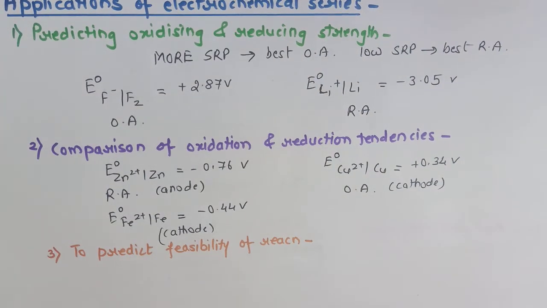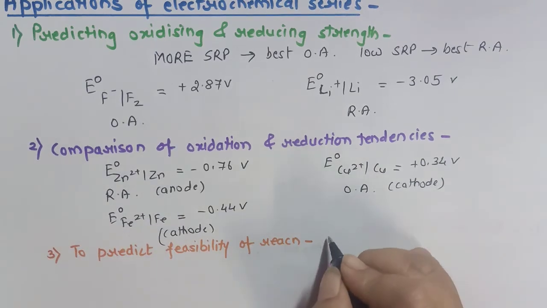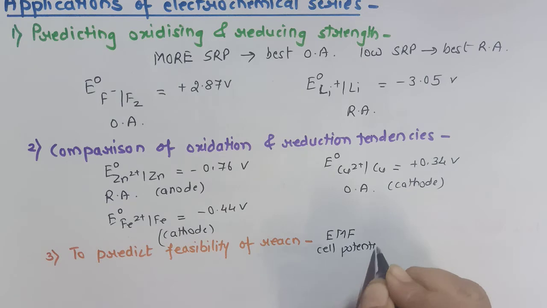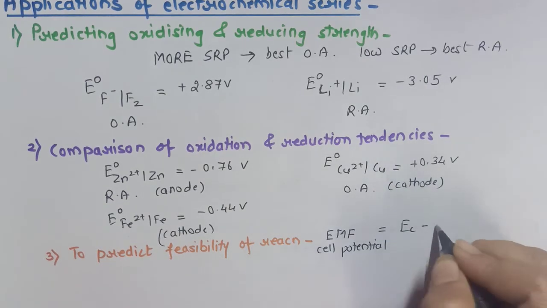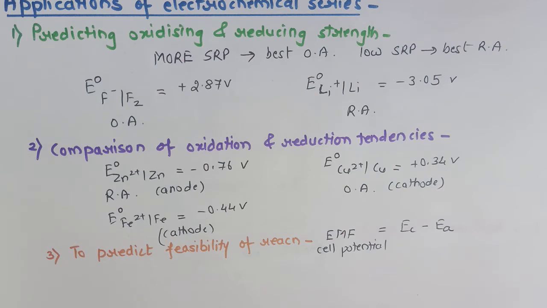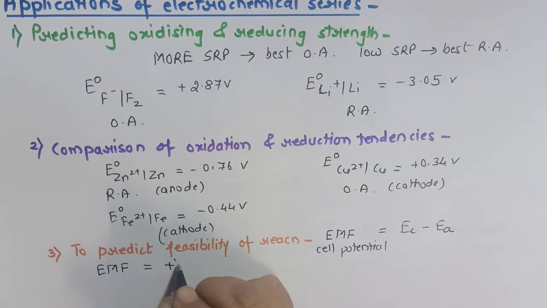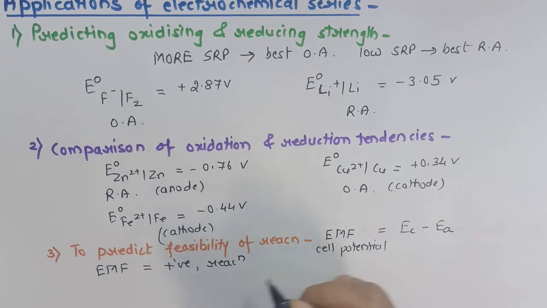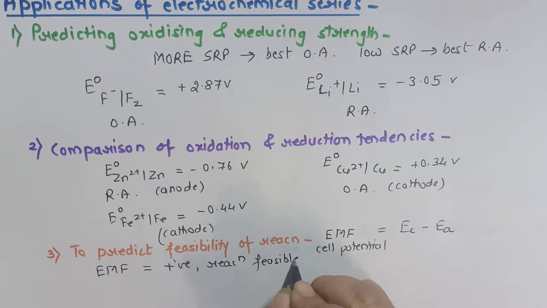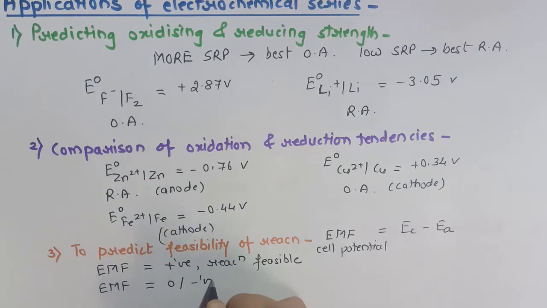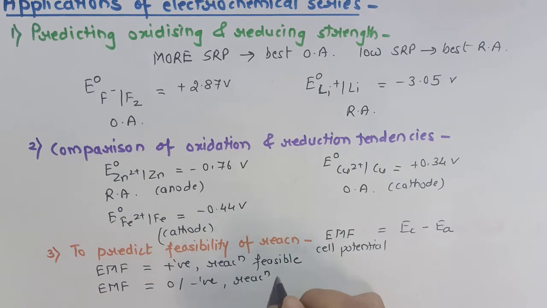Now the next application is to predict the feasibility of reaction. Once we are able to identify the cathode and anode, we can find out the EMF or cell potential by the formula E cathode minus E anode. Now how does it help us to predict the feasibility? If the value of EMF is positive, then we can say the reaction is possible, the reaction is feasible. On the other hand, if the value of EMF is either 0 or negative, then we'll say the reaction is not feasible.